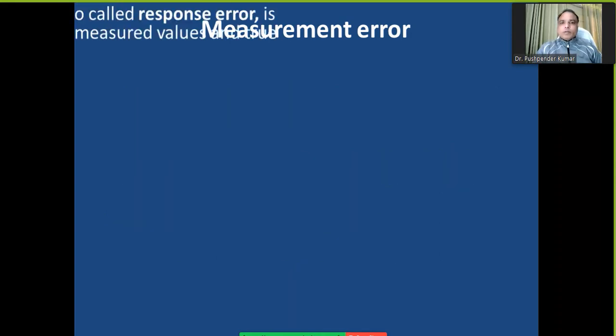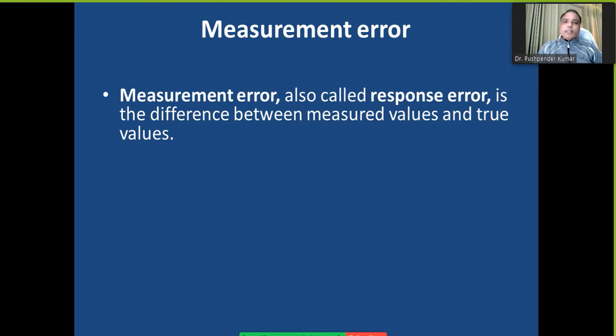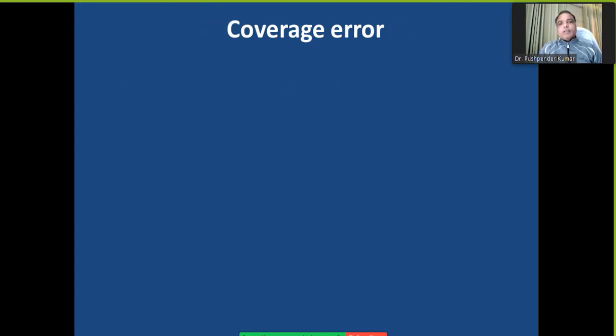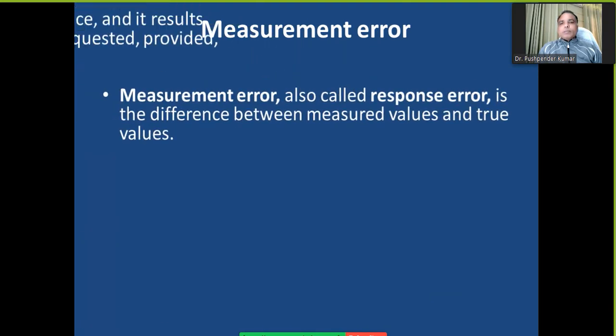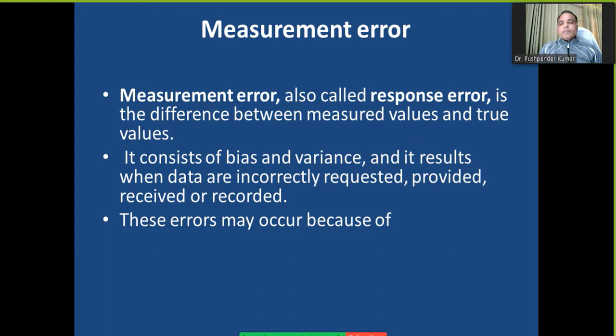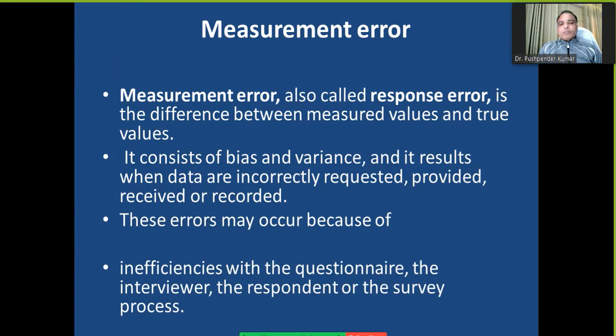Okay, so we started with the measurement error, and before that you have seen we were talking about coverage error, and we are talking about non-sampling error. So this we already have covered. Now it's about measurement. We were talking about measurement, that these errors may be caused because of inefficiency with the questionnaire, that the questionnaire you have developed and designed, it's not right, or there are some questions which are missing, and these questions are not actually measuring what you are looking for.